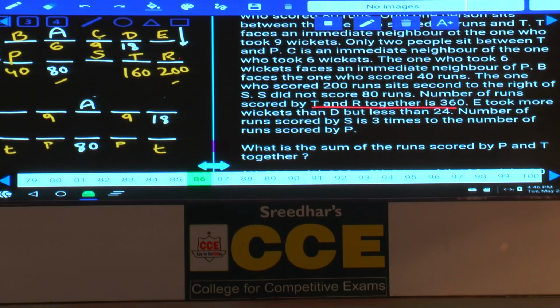Suppose the number is here. What is the value of this E? 21. Why is it 21? Because all these numbers are multiples of 3. Then what is the first one here? B must take only 3 wickets. Isn't it 3, 6, 9, 18?